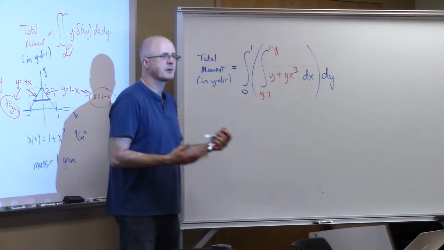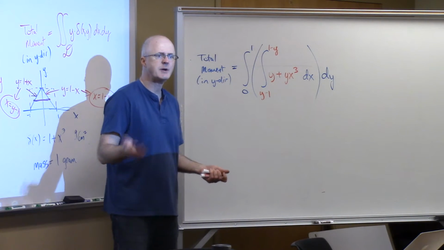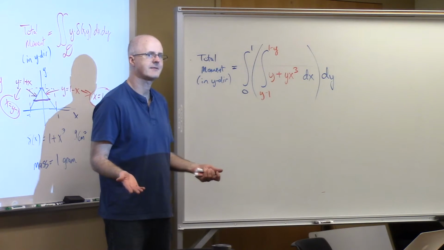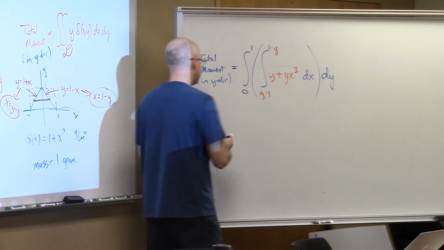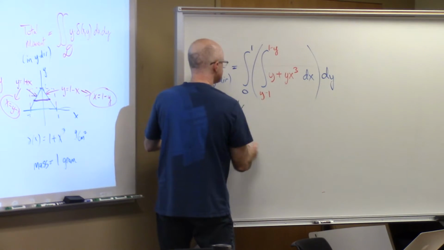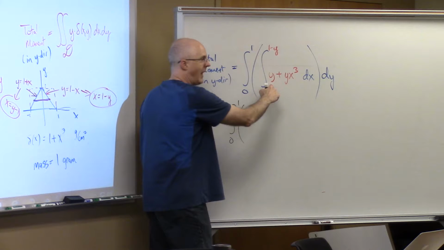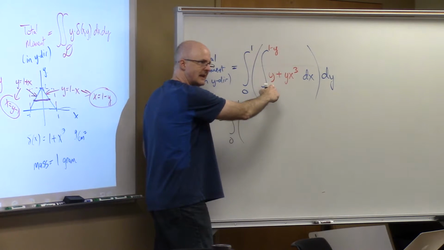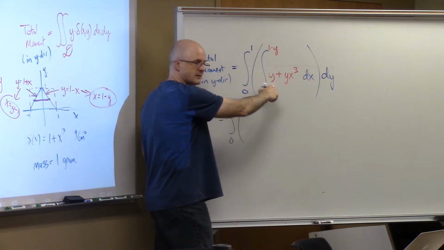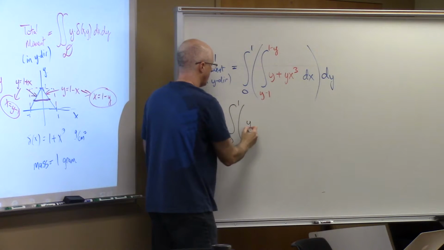The inner integral is with respect to x. So treat the y as a constant. Treat the y as a constant and integrate with respect to x. Just leave the outer integral as is. Note that if y were a 10, integrating 10 would give you 10x. Well, it's not a 10, it's a y, but pretend it's a constant. Integrated with respect to x, you get y times x.